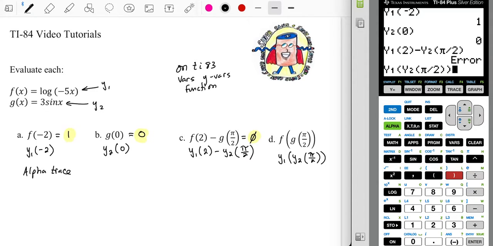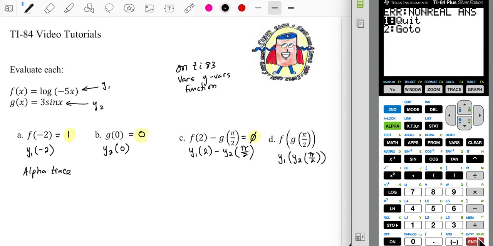Close them up. Now if I plug in a pi over 2 to the sine function, sine of pi over 2 is 1 times 3 is 3. That's a positive 3. So we're looking at an issue here where, again, if I plug a positive number in for x into that log function, it should give me an error. Let's see if that plays out. Error, non-real answer.